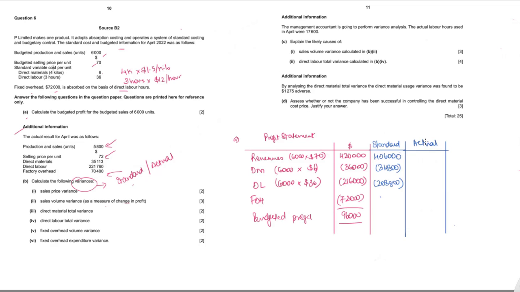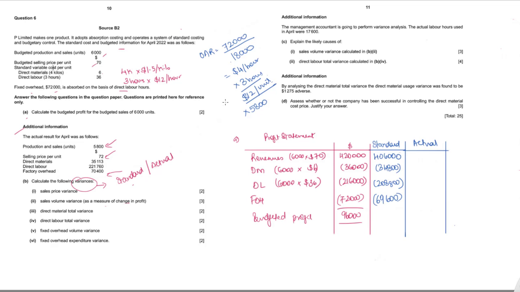Fixed overheads are absorbed on the basis of direct labor hours. So there are two ways of doing it. Let's say you try to absorb the overhead based on direct labor hours. For that, you will have to take in the numerator budgeted overheads, and in the denominator the total labor hours required to complete the production, which is 3 hours into 6,000 units, 18,000 budgeted labor hours. So that gives you $4 per hour as the overhead absorption rate. Now every product takes 3 hours to be completed, so the overhead absorption for every unit of output will be $4 per hour into 3 hours, which is $12 per unit. That is the rate at which we are going to absorb the overheads. So when you produce 5,800 units, how much are you going to absorb in total? $12 into 5,800, so 69,600.